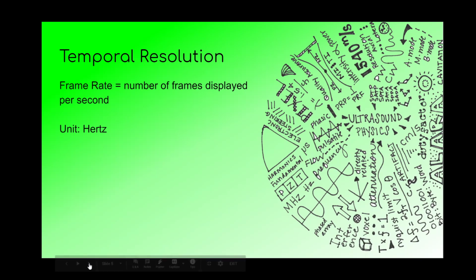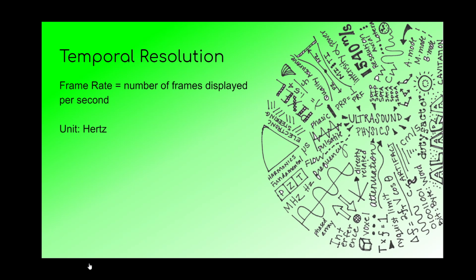Temporal resolution is described in frame rate. So it's how many frames can be displayed per second. And because we are using frames per second, or events per second, we actually use hertz as the unit. So frame rate is measured in hertz.